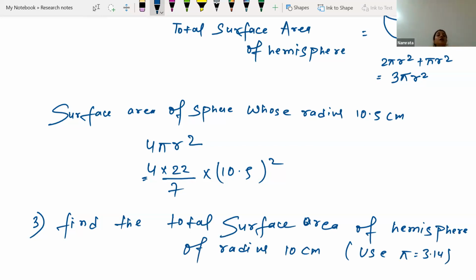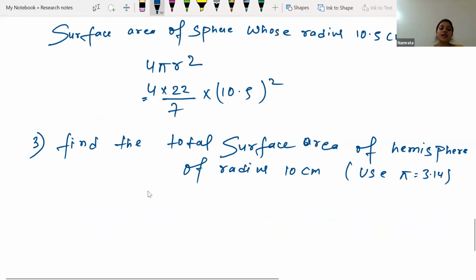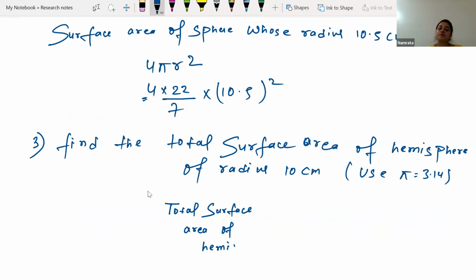I told you whenever we are talking about a hemisphere, we will think about total surface area or curved surface area. So here it says total surface area. We know the total surface area formula is 3 pi r square. If you are not sure, you can also take the total surface area of the hemisphere as 2 pi r square plus pi r square. You can also write directly 3 pi r square, and then put in the radius value and pi value and do the calculation over here.